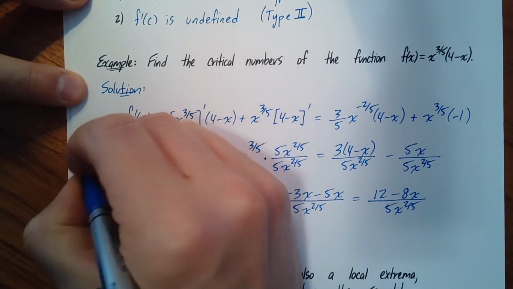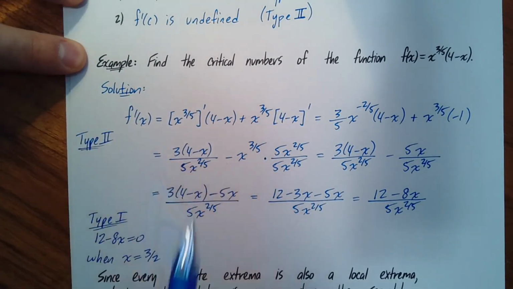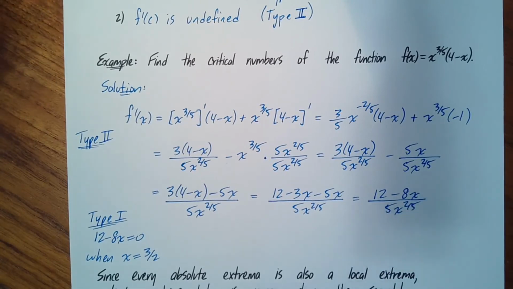For type 2, let's put it up here. There's room. For your type 2 critical numbers, well, you're going to just set the denominator equal to 0. Because that's what makes the derivative undefined, right? If the denominator is equal to 0, then the fraction is undefined, and therefore the derivative is undefined. So that's why for the type 2 critical numbers, if you've got a fraction for your derivative, just look for places where the denominator is 0.